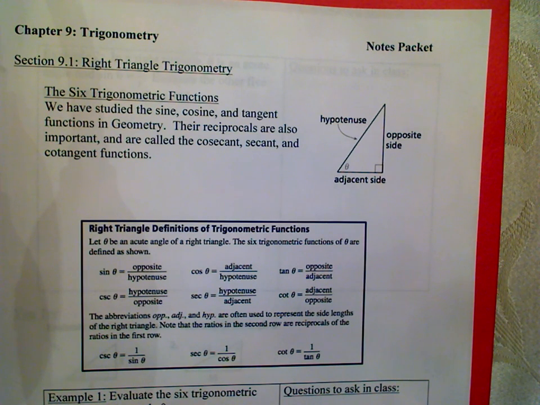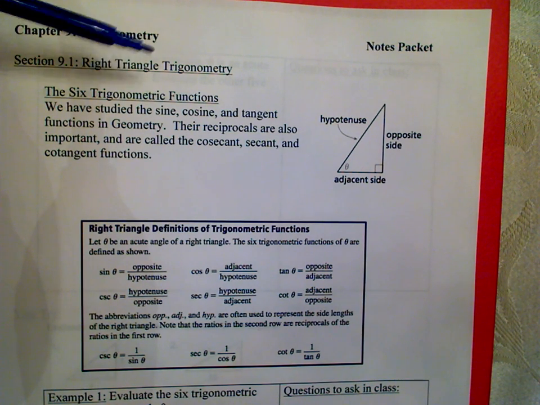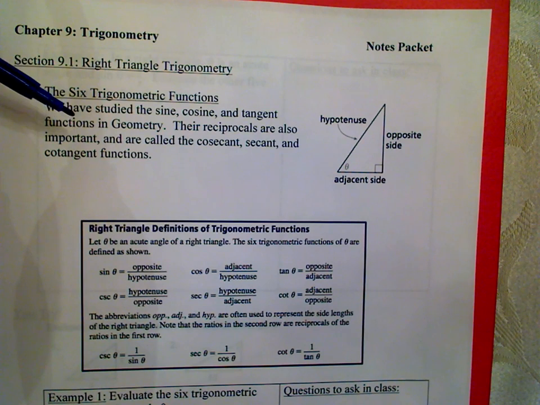Chapter 9 is going to be an introduction to trigonometry, and the first section in Chapter 9 is talking about right triangle trigonometry. A lot of this may seem familiar because you did study this in geometry, and we're talking about our trigonometric functions or our trigonometric ratios, and that would be sine, cosine, and tangent. There's actually 6 trig functions that we talk about in the upper level classes.